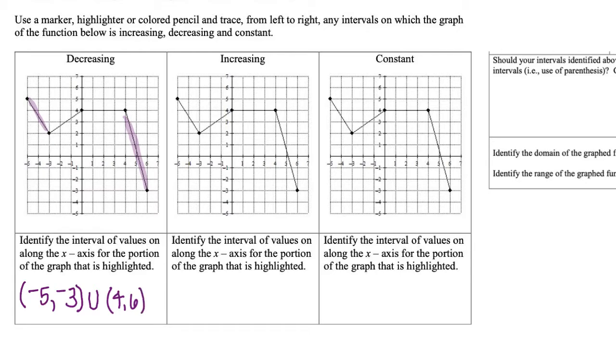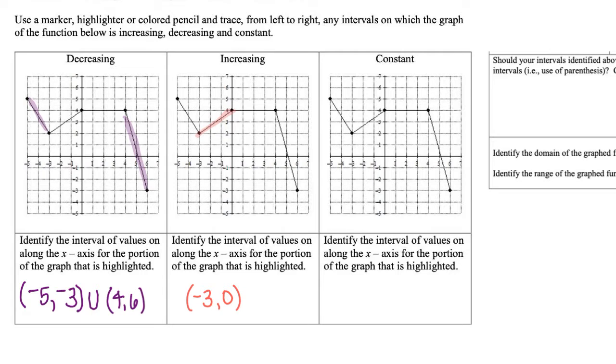Right, so for our next part, it's looking for intervals of increasing. So it looks like we are increasing from here to here, and that would be it. So that interval for increasing is going to be from -3 to 0. And again, we're using those open parentheses from -3 to 0.